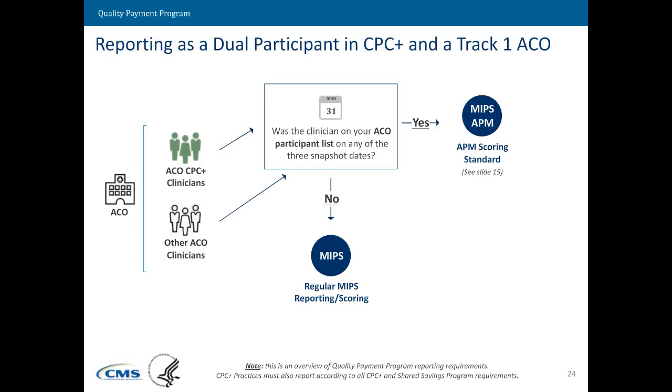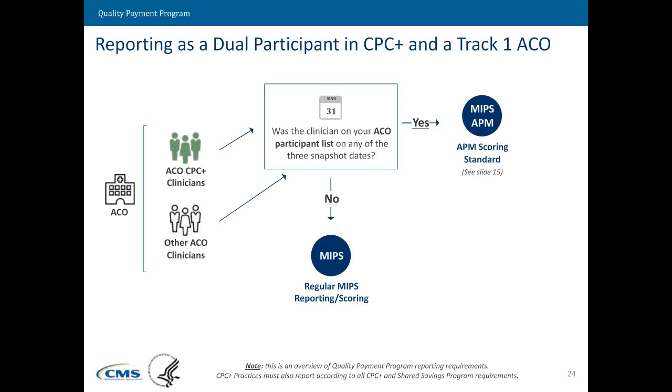So for the next slide, we wanted to point out a common occurrence in the current CPC Plus program. We have a large number of CPC practices that are dual participants of Track 1 ACOs. And in this case, this is exactly what the reporting requirements will be. You are considered part of the ACO. The ACO is going to have CPC Plus participants, TINs, and eligible clinicians, and they're going to have other ACO clinicians.